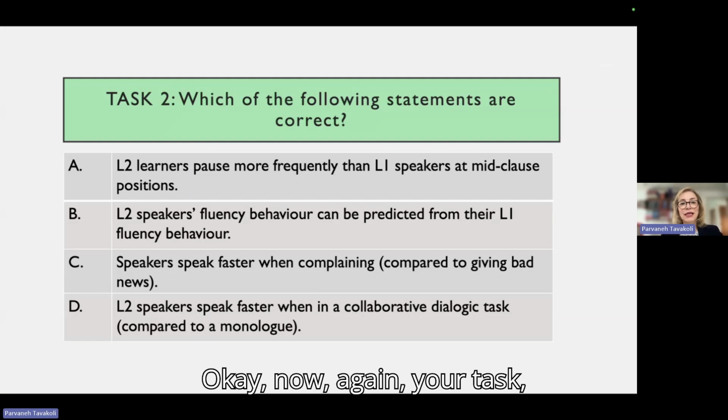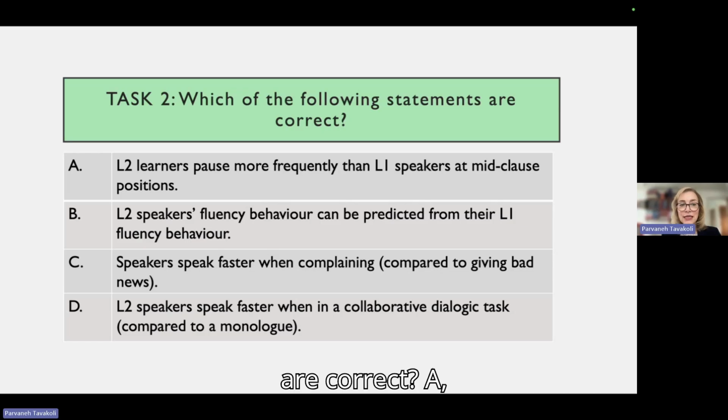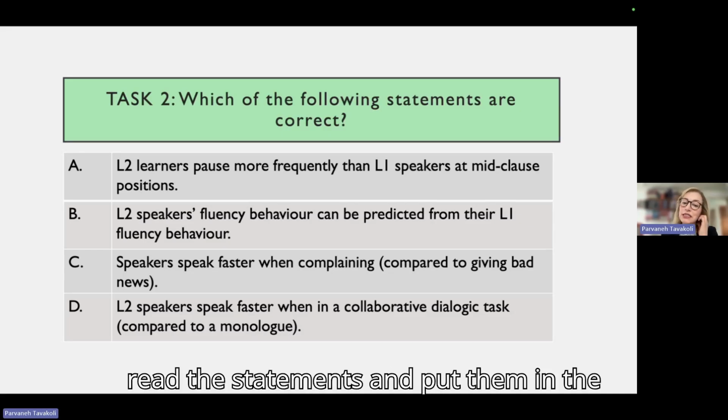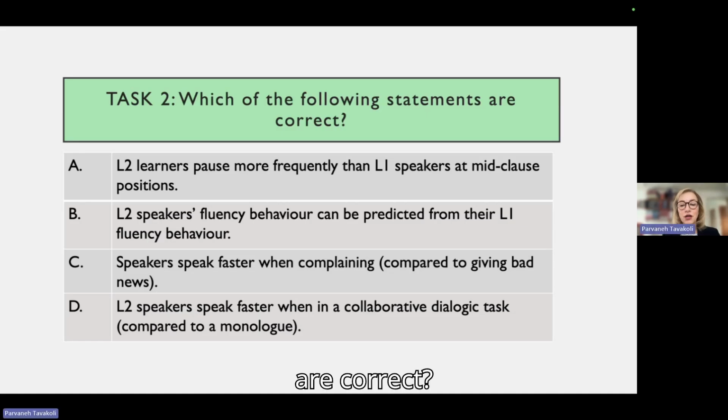Okay, now, again, your task 2: which of the following statements are correct? A, B, C, or D? Please read the statements and put them in the chat. Which ones do you think are correct?